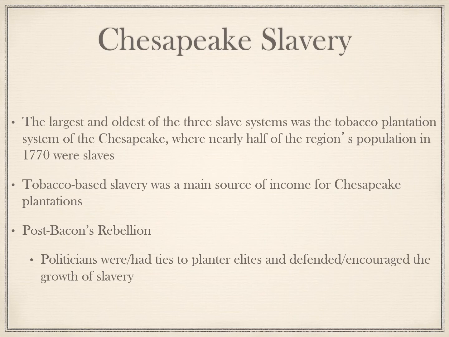The tobacco plantations in the Chesapeake were the oldest of these three, and about half of all the region was made up of slaves. Tobacco-based slavery was a main income for these plantations, and following Bacon's Rebellion, more and more planters, more of the wealthy elite, are going to defend and then encourage the idea that slavery needed to be a thing.